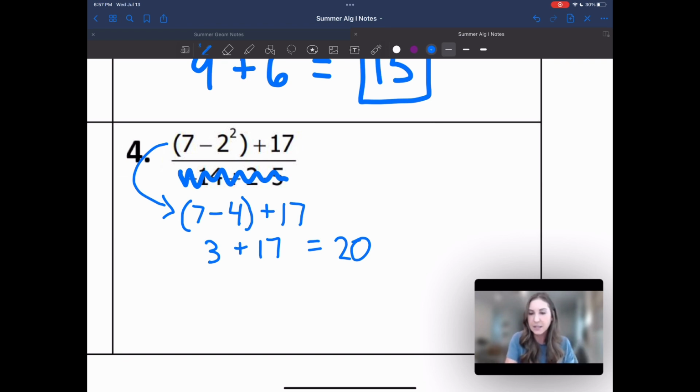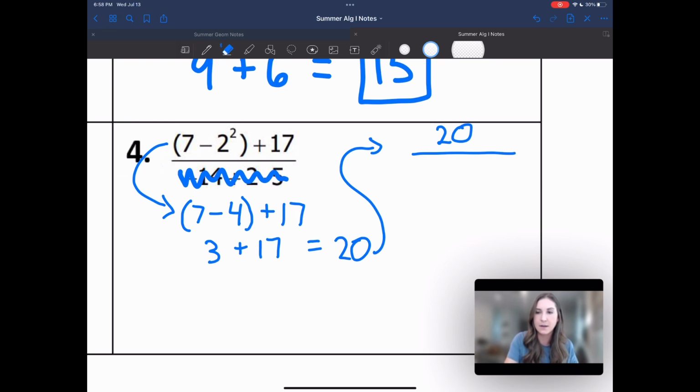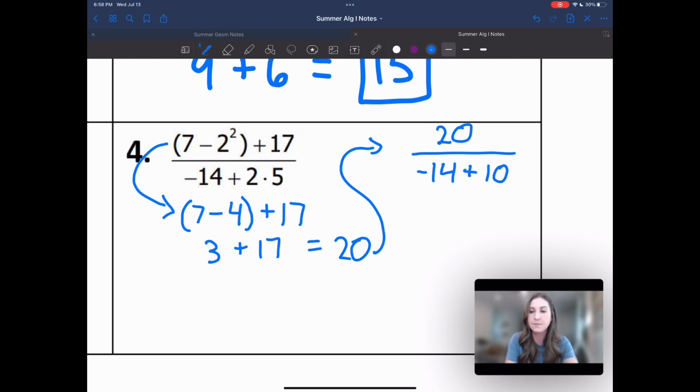All right, so let's go like this. I'm going to say that whole top thing simplifies down to 20, and I'm going to put that all over. Now I can uncover this bottom part. Let's look at what our first step would be down here below. Well, I do see multiplication here, so I know that comes before the addition. Let's go ahead and do 2 times 5 to get 10. So I'm going to write down negative 14 plus 10.